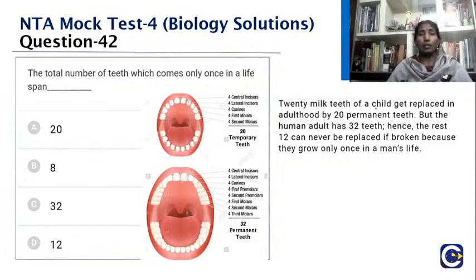So the 20 milk teeth of a child get replaced in adulthood by 20 permanent teeth. But the human adult has 32 teeth, and the remaining 12 can never be replaced if broken, because they grow only once in a man's life. So the answer is what? 12. Excellent. Very good, students, you are giving the right answer.